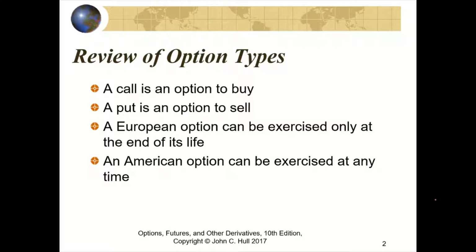Now, in terms of when the holder can exercise the option, we have two major types. There are other types also, but the most common and popular types are the European option and American option. The European option gives the holder the right to exercise the option only at the end of its life or on its expiration date. The American option gives its holder the right to exercise the option anytime from the time it's initiated until its expiration date.